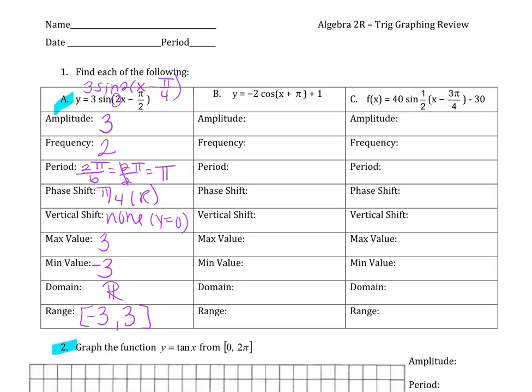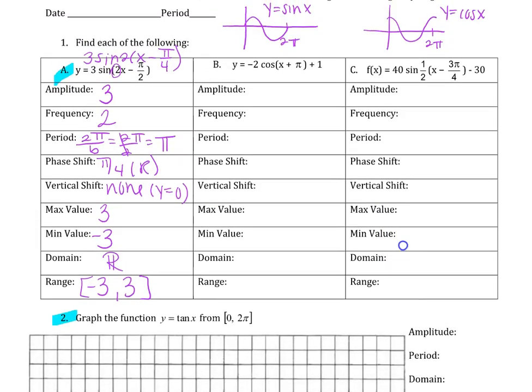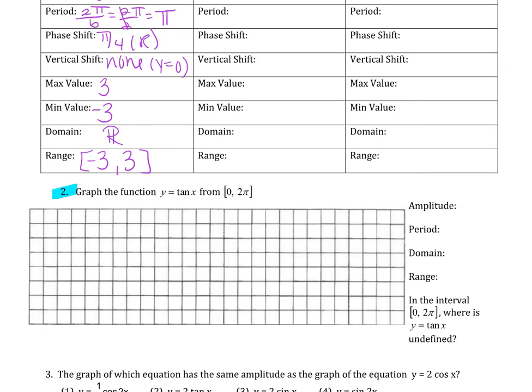Alright, so that's a sine graph, and just to remind you, this is what a regular old y equals sine of x graph looks like from 0 to 2 pi. This is what a traditional cosine curve looks like from 0 to 2 pi. Now, one we didn't talk about until the very end of this unit was tangent, which looks much different than those two. We need to remember that tangent has asymptotes. Okay, and those asymptotes occur at odd multiples of pi over 2.